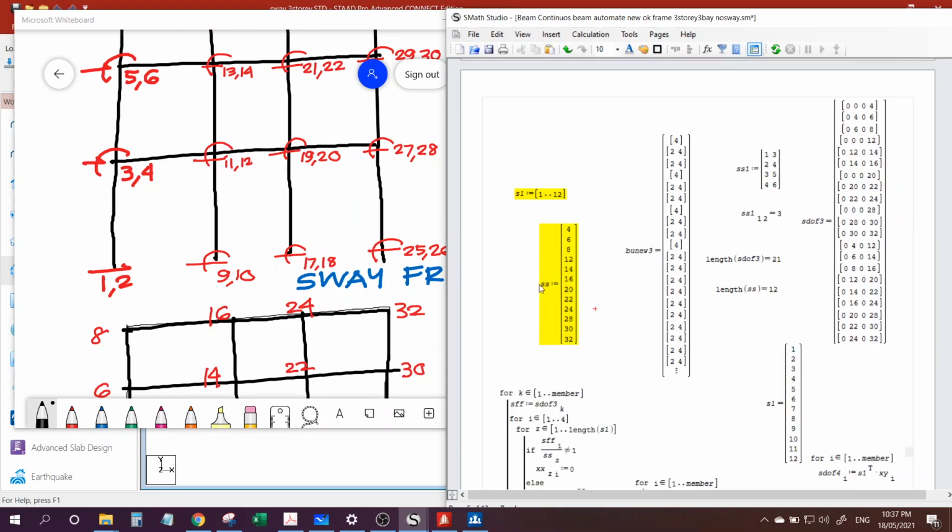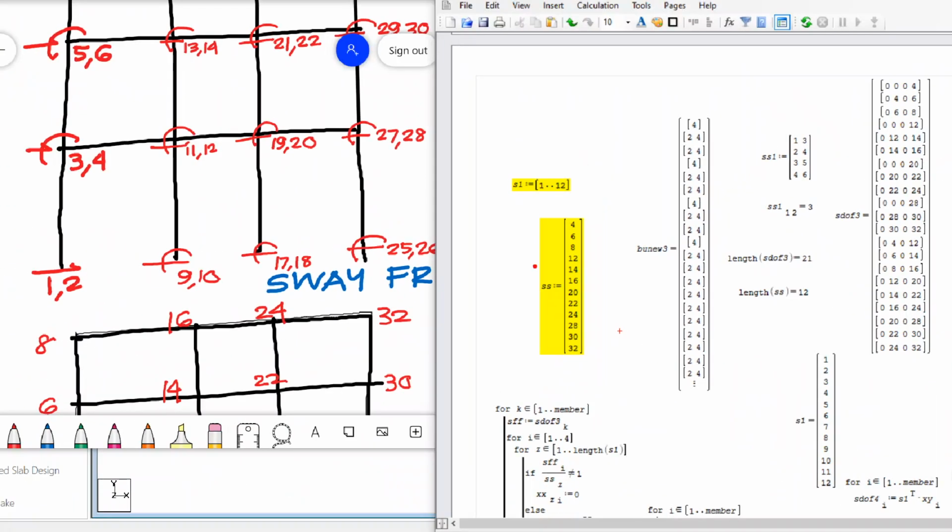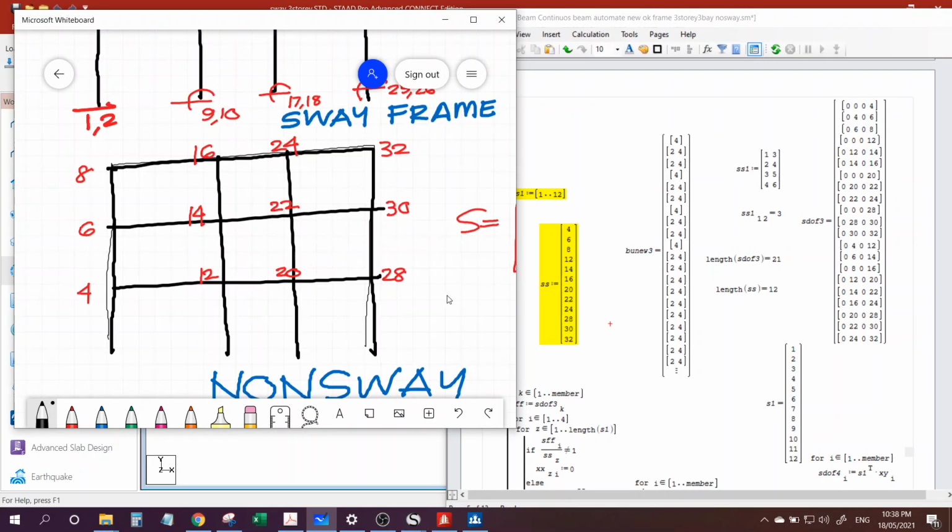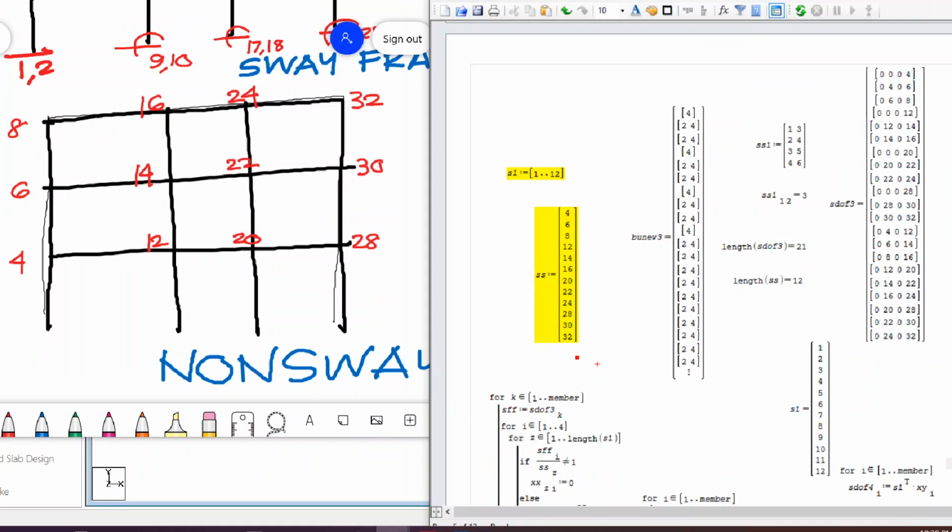This one is the matrix that will be displaced. Remember 4, 6, 8. Because we are analyzing in a non-sway frame, so 4, 6, 8, okay, 12, 14, 16, okay, 20, rotation in 22, rotation 24, so on and so forth. 28, 30, 30. Okay?